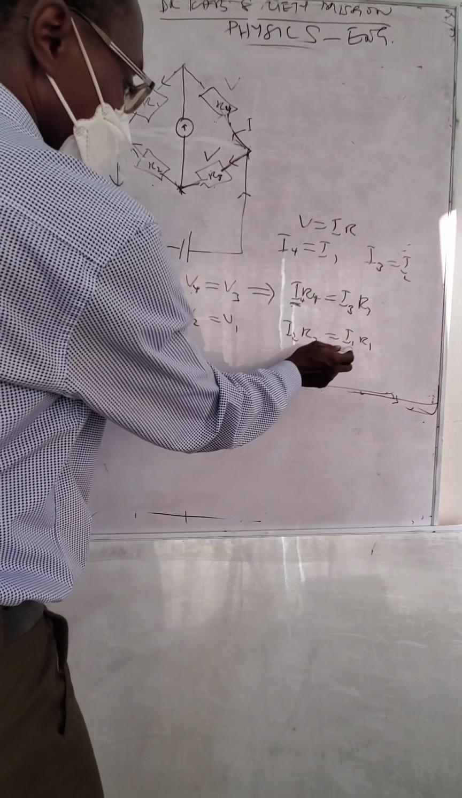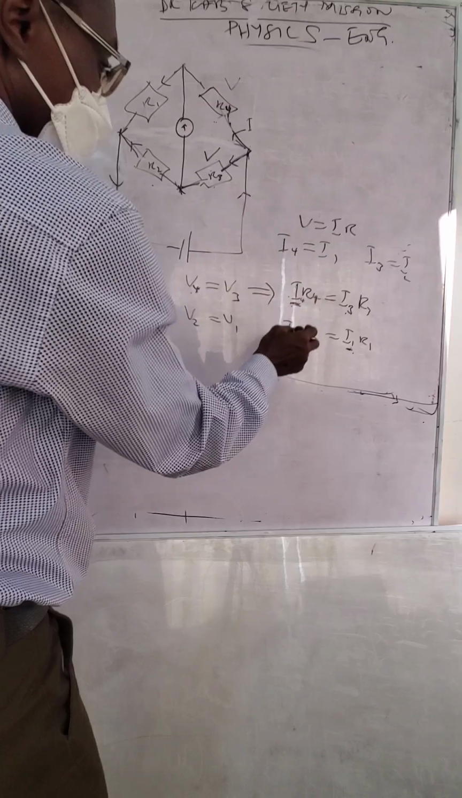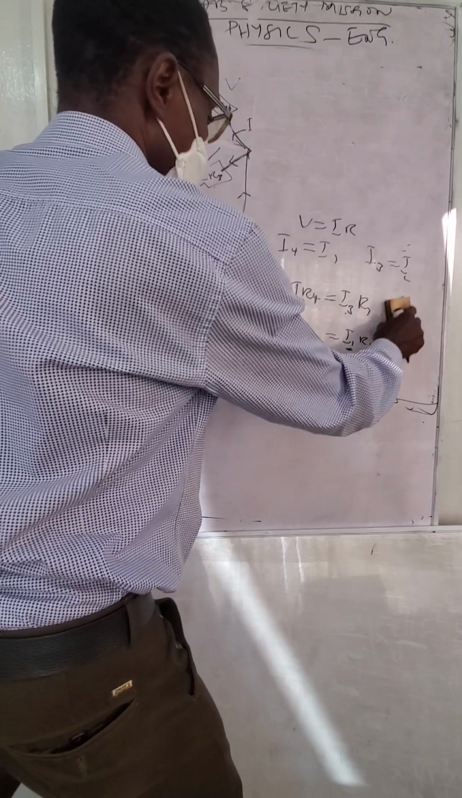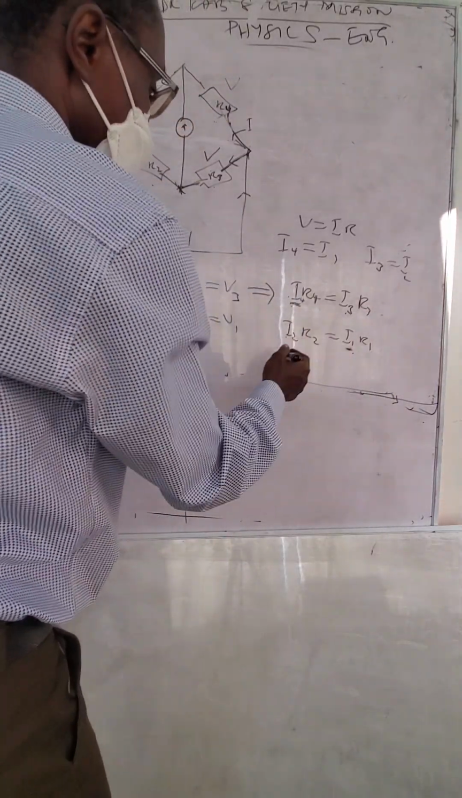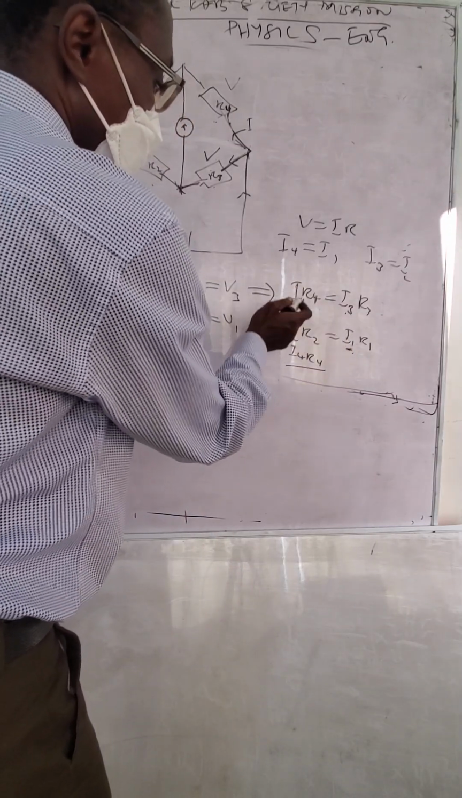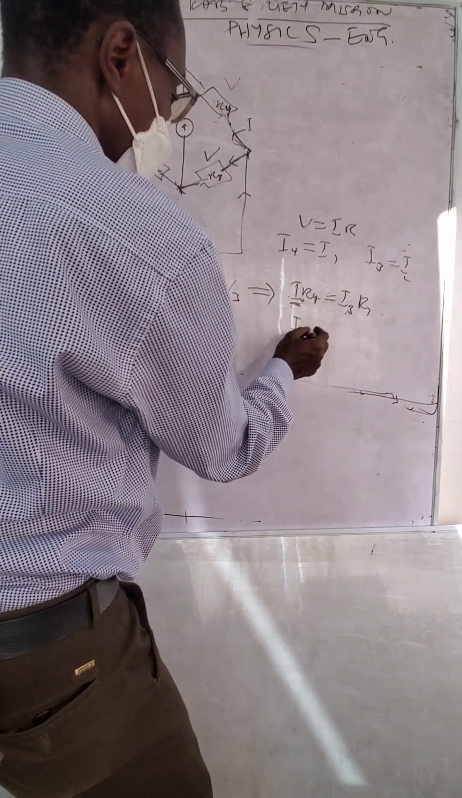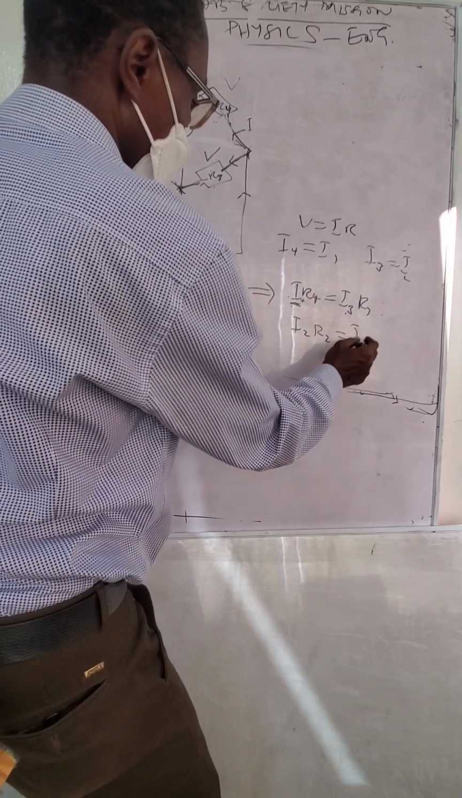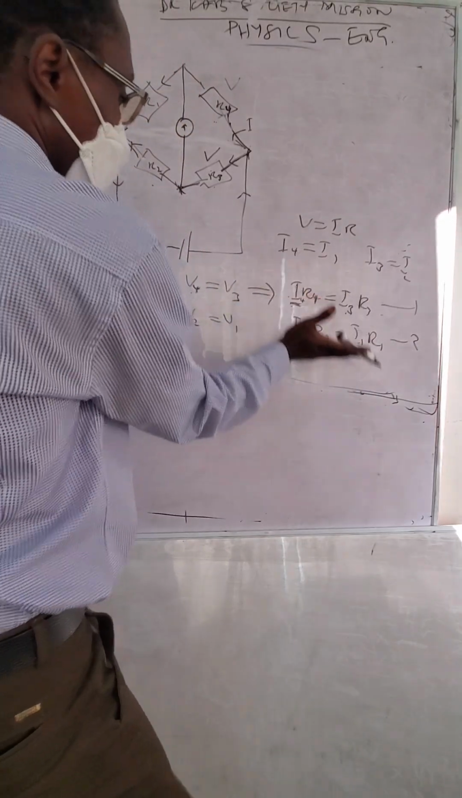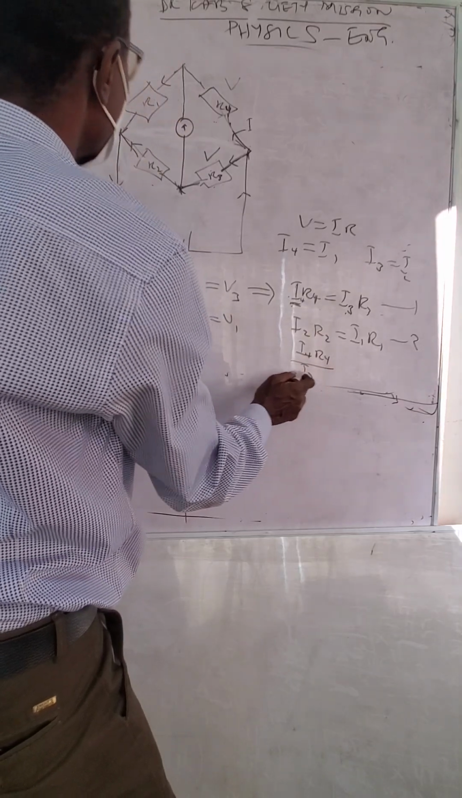So you see that if we divide this equation by this one, the I's will be the same. Let me turn it so that we have I2 R2 is equal to I1 R1. Now divide equation 1 by equation 2, so you're going to have I4 over I2.